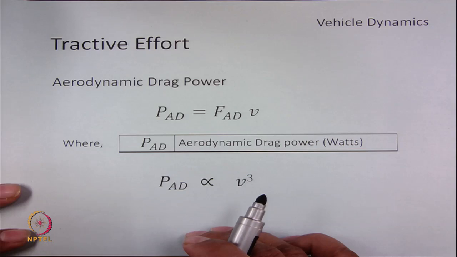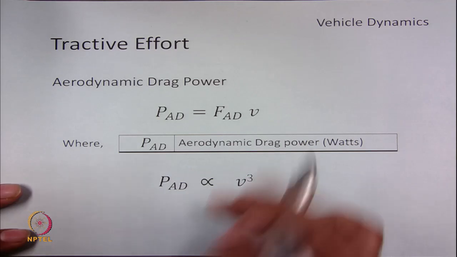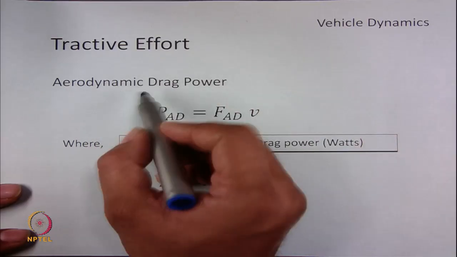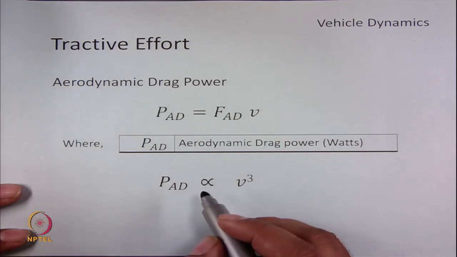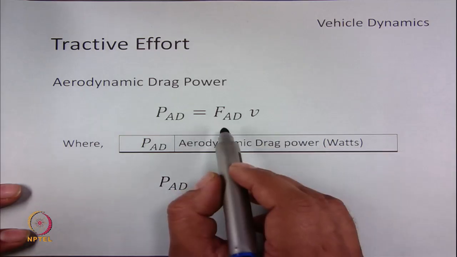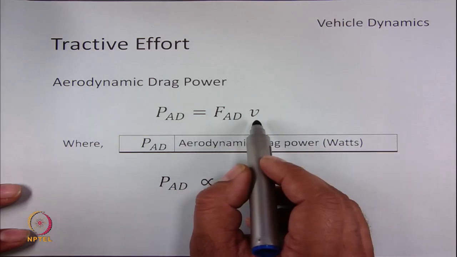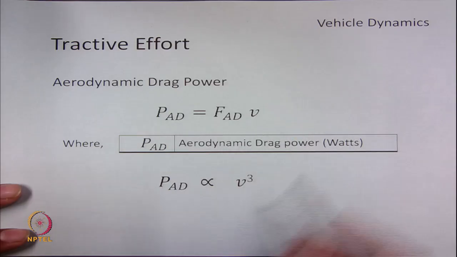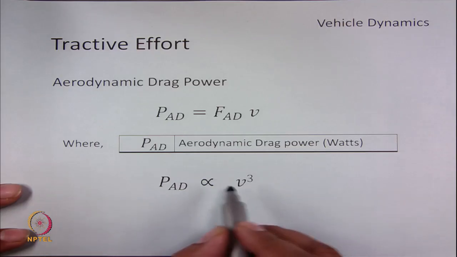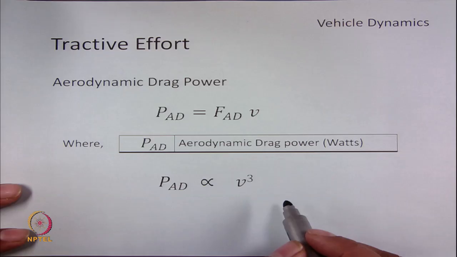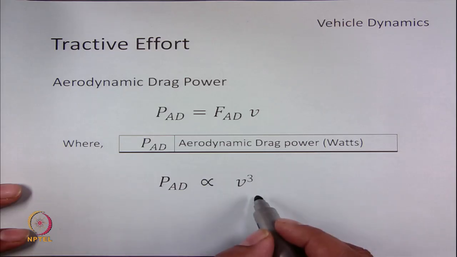So, if we try to understand the power required due to aerodynamic drag force, it will be F_AD into velocity of the vehicle, or we can also say that the power due to air drag is a function of velocity cube. So, this power requirement is a very strong function of velocity.